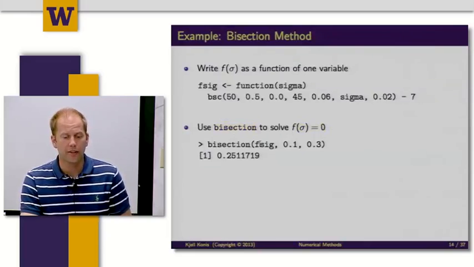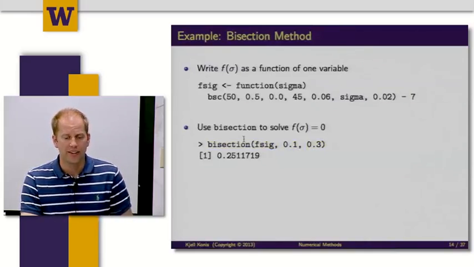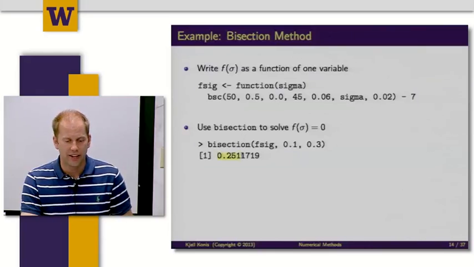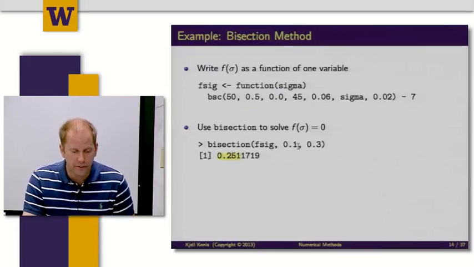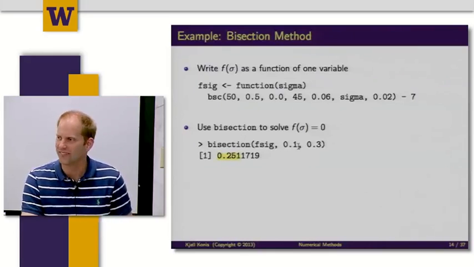The arguments, remember, were the function that I want to optimize, and then the lower endpoint and the upper endpoint of the interval where I want that to work. And so it returns 0.25117. So what was the linear interpolation again?